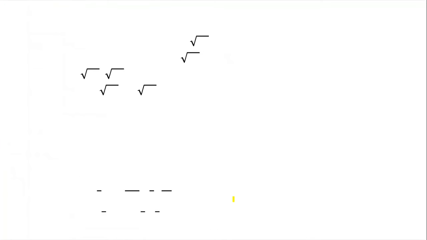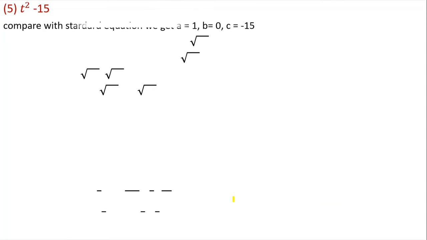Now coming to the fifth question, that is t square minus 15. The given quadratic equation is t square minus 15. So when it is compared with the standard form of equation, we are getting a is equal to 1 and b is equal to 0 and c is equal to minus 15.